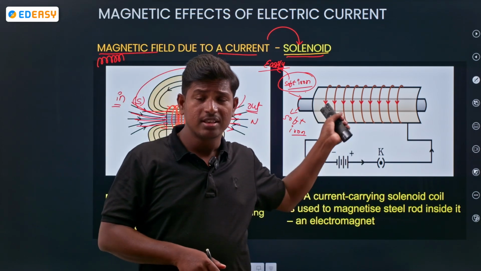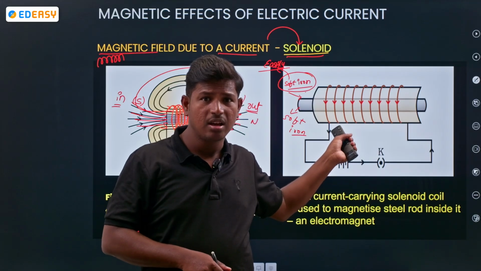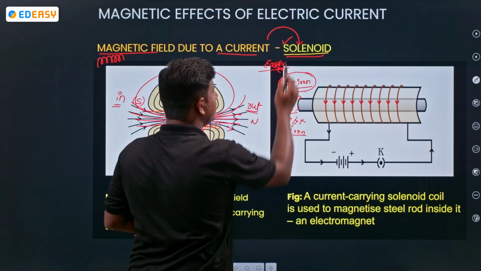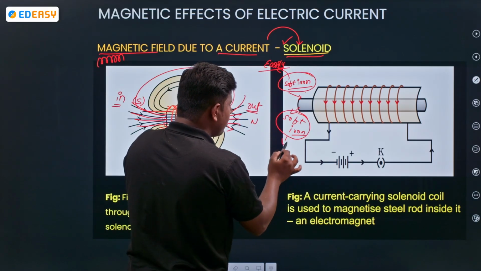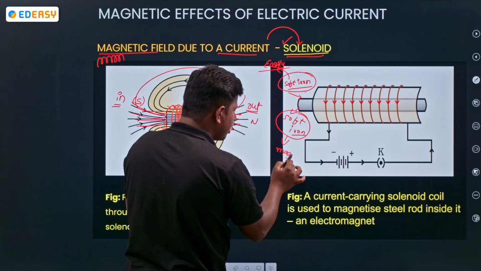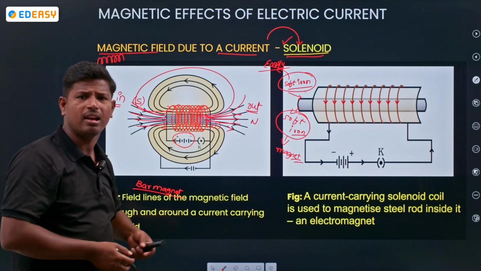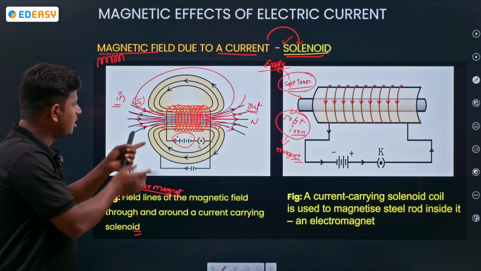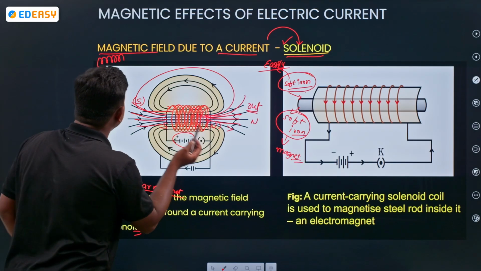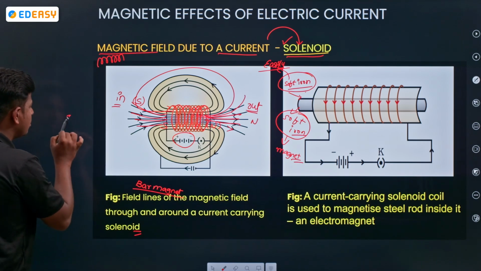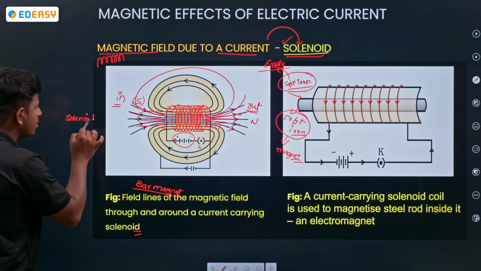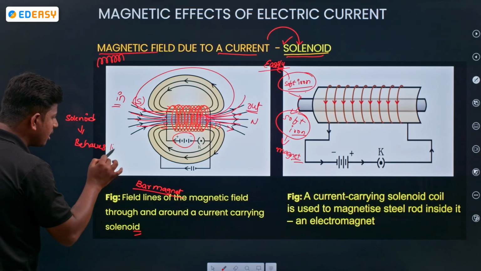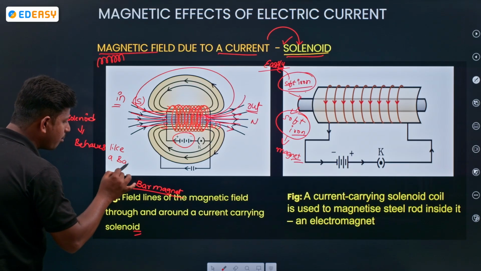So here also, where we place soft iron under the solenoid, then the soft iron also becomes a magnet. The process we call electromagnet. See here how the solenoid behaves like that. Remember that. Solenoid behaves like a bar magnet.